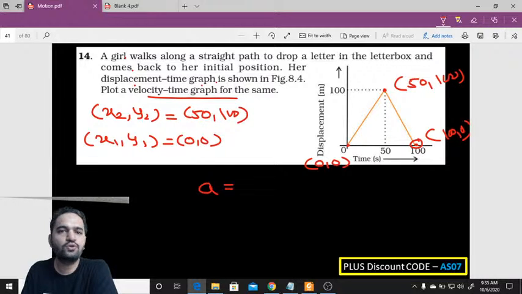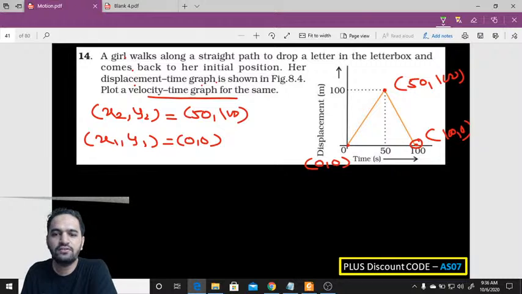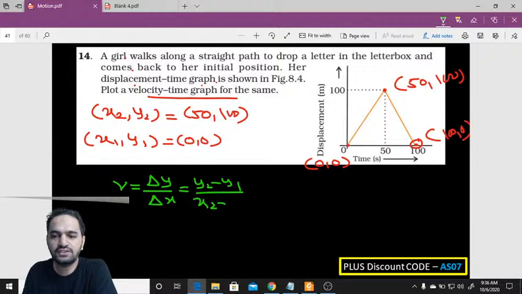Now can you find out slope from this? Not acceleration, basically velocity. Definitely we can find out, right? V is nothing but slope, which is nothing but delta y by delta x, and delta y is nothing but y2 minus y1, and delta x is x2 minus x1.